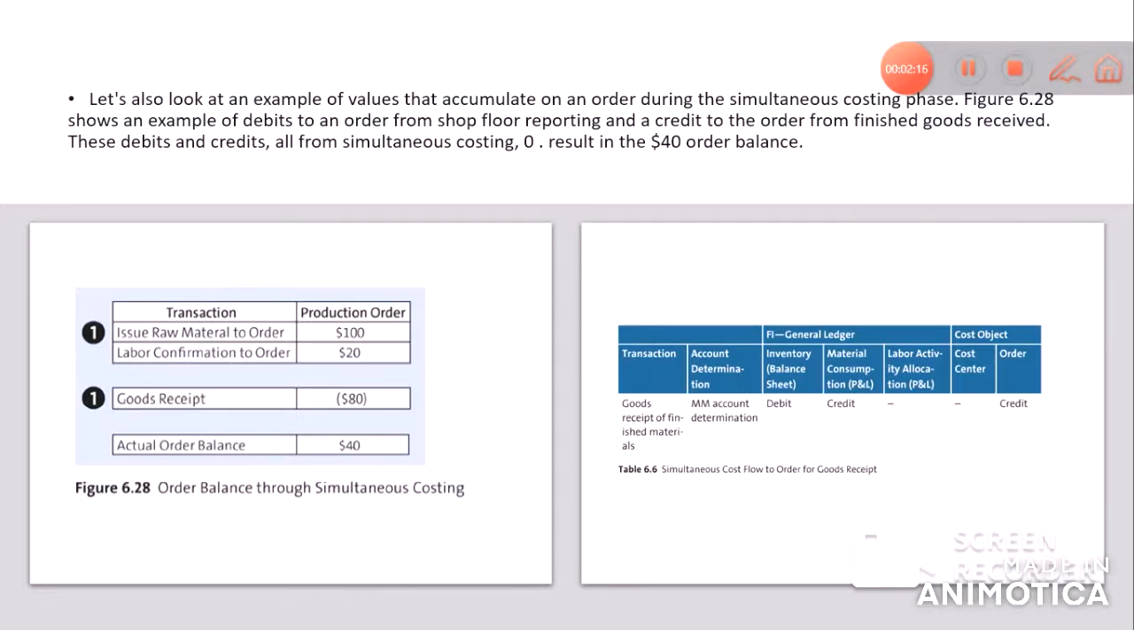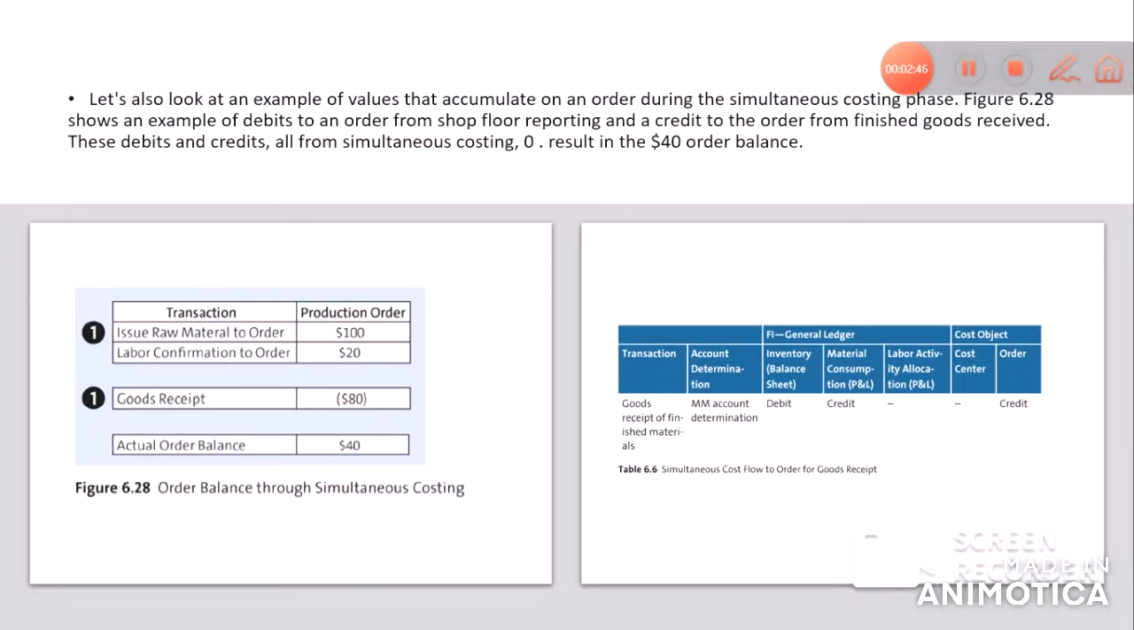So this figure shows an example of debits to an order from shop floor reporting and a credit to the order from finished goods received. These debits and credits all come from simultaneous costing. We can see the result in the $40 order balance.